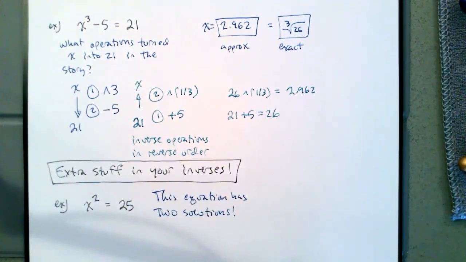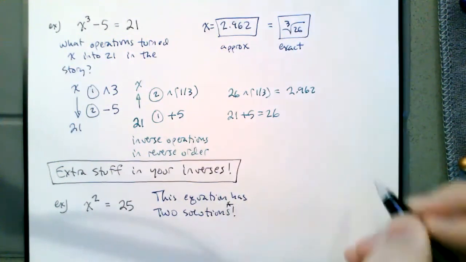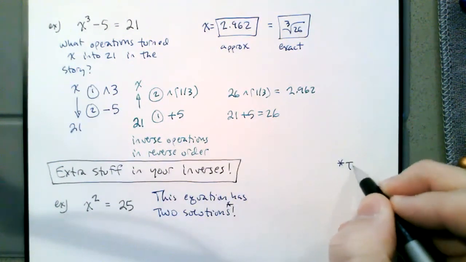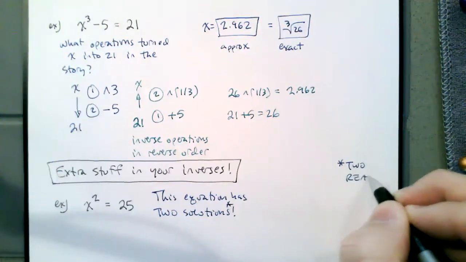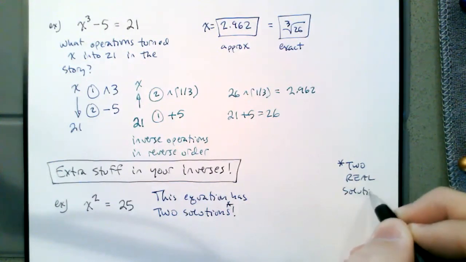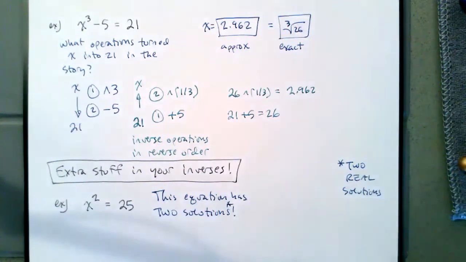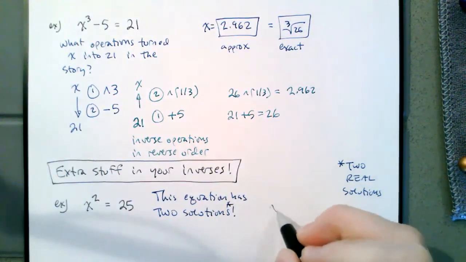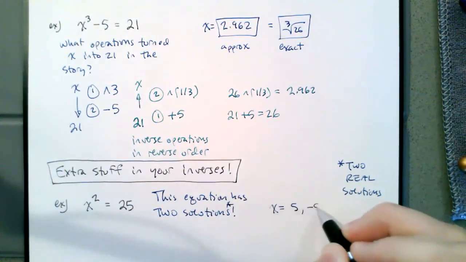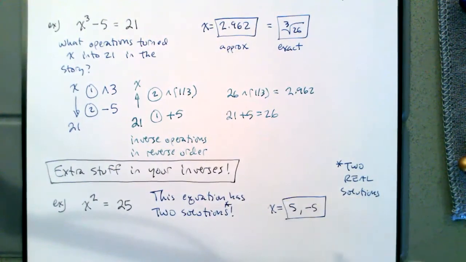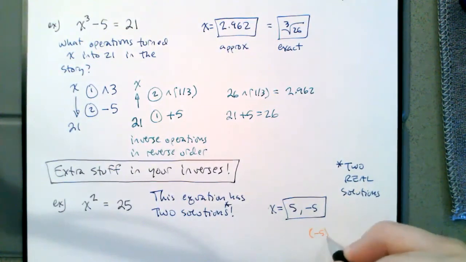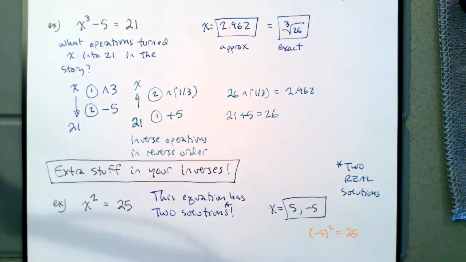Oh my gosh, two real solutions. And the weirdness continues. This equation has two solutions, two real solutions, because there are two numbers such that when you square them, you get 25. 5 squared is 25, and -5 squared is also 25.